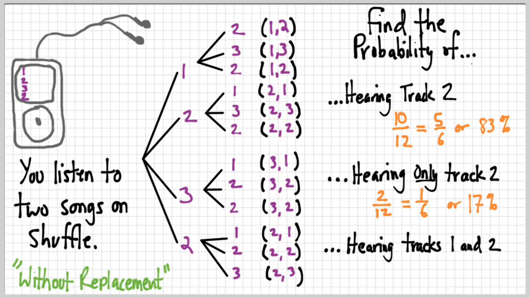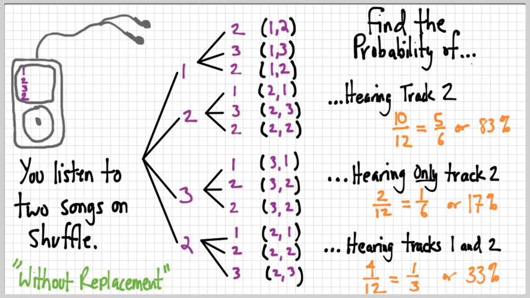Okay, how about hearing track 1 and 2? Say number 1 is maybe your next favorite. You like it a little better than 3. And how many times are you going to hear tracks 1 and 2? Okay, here's 1. Here's another, so that's 2. 3, 2 and 1. Okay, so that's 3 times. That doesn't happen here. And then 4 times. So that happens 4 times, 4 out of 12 times, or 1/3. Once every 3 times you do this, you will hear tracks 1 and 2.